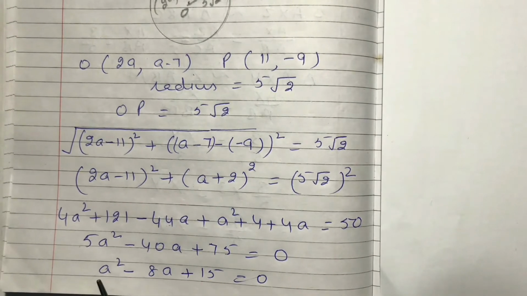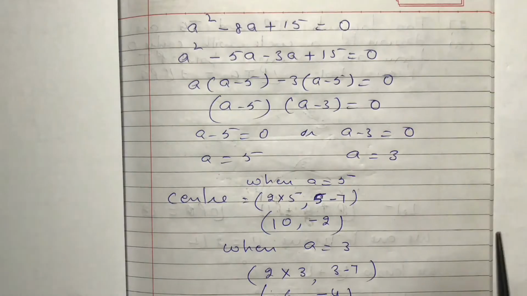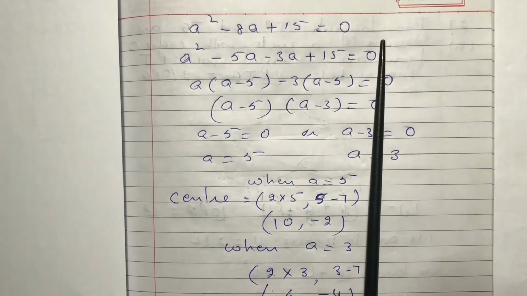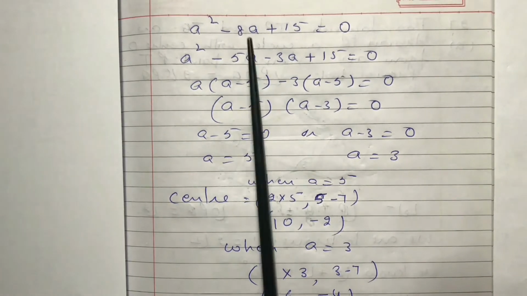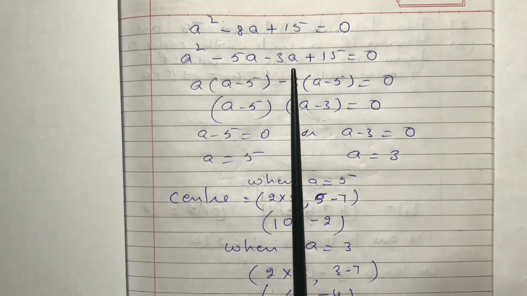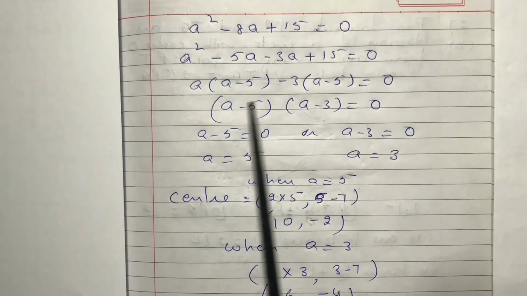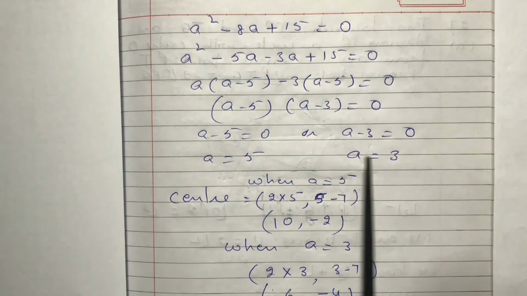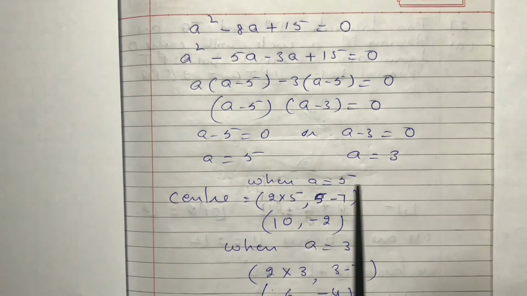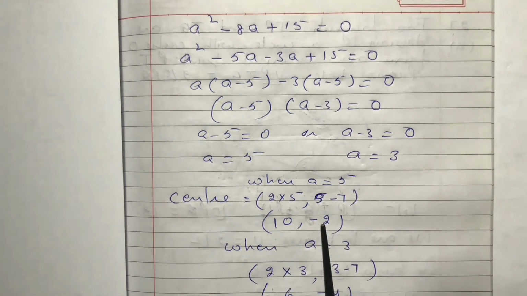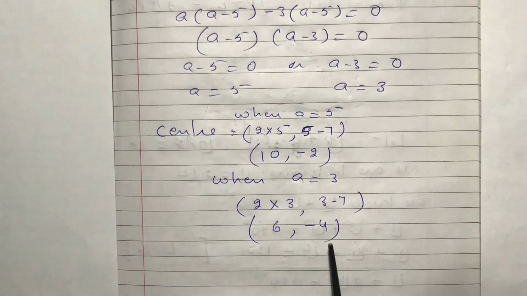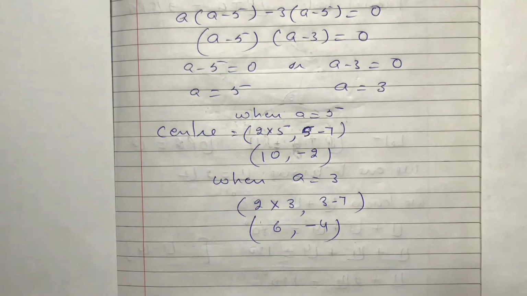Divide by 5, you will have a square minus 8a plus 15 is equal to 0. Now quadratic is a square minus 8a plus 15 is equal to 0. Split the middle term, you will have a square minus 5a minus 3a plus 15 is equal to 0. Factors becomes (a minus 5)(a minus 3) is equal to 0. It means a is equal to 5, a is equal to 3. When a is 5, center becomes (10, minus 2). When a is 3, center becomes (6, minus 4). So that is the answer.